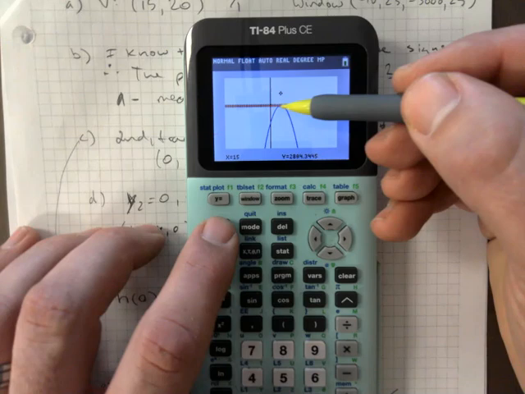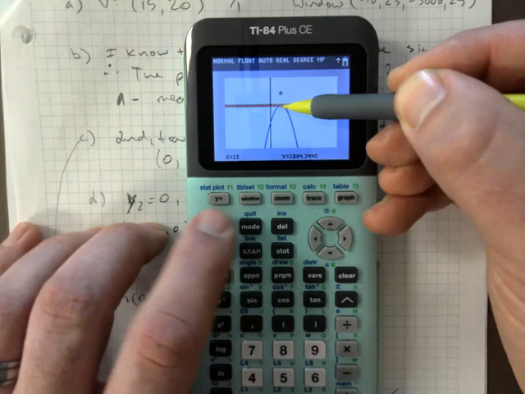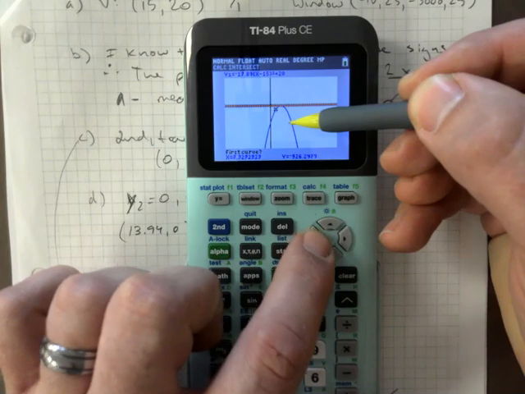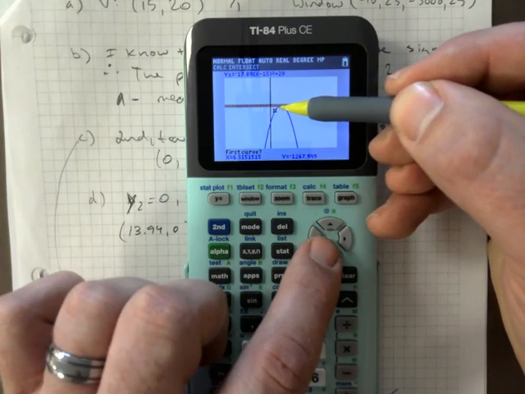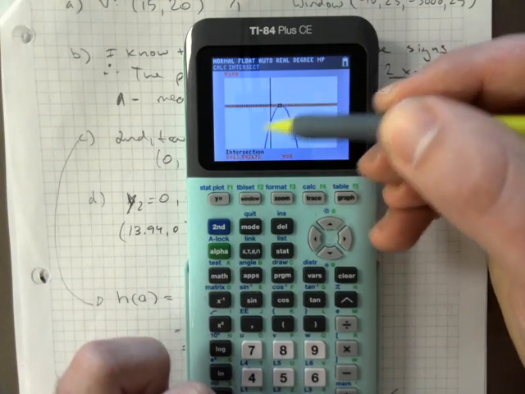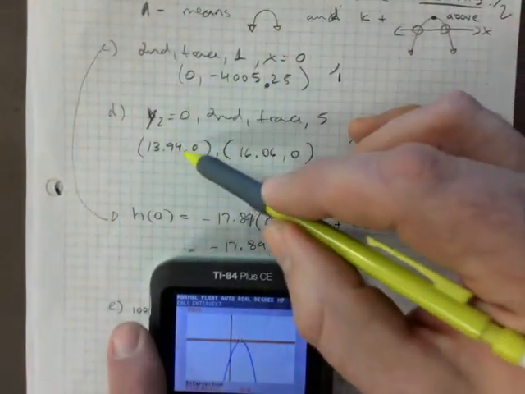So finding the x-intercepts here, okay, you got to pay attention to this. It can be done, second trace 5. Just make sure I'm going to travel this way. So now it's going to find me that first one. Okay, so enter, enter, enter, and it's negative 13.94. Okay, that is this one right here.